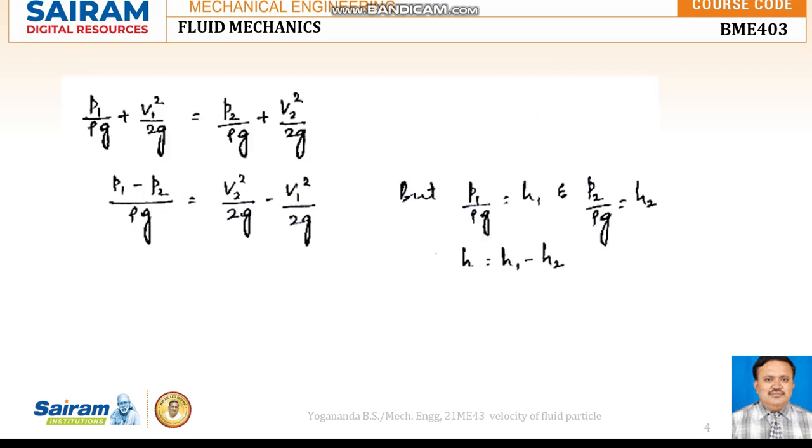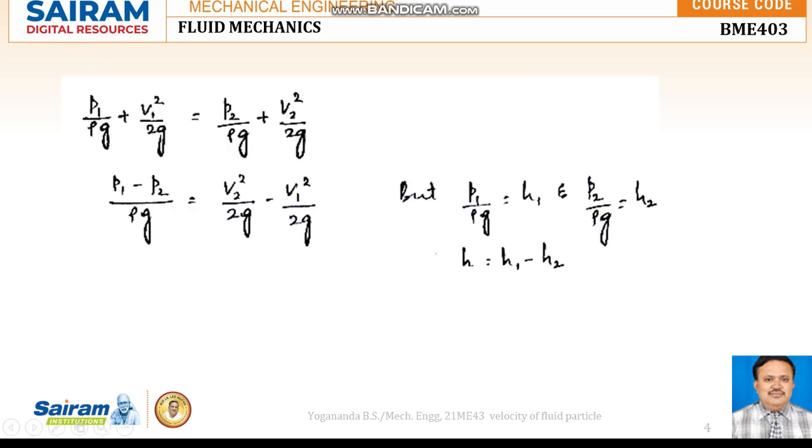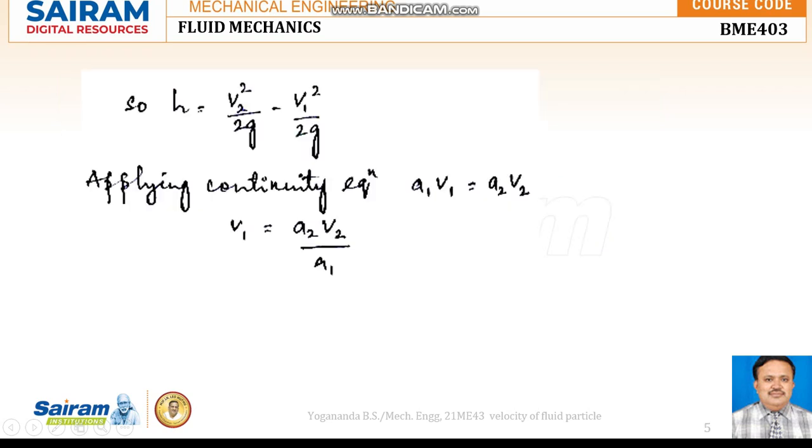So in place of P1 by rho g, we have H1. P2 by rho g is nothing but H2. So H1 minus H2 is H. So on the left hand side, we have H. So H is equal to V2 square by 2g minus V1 square by 2g.